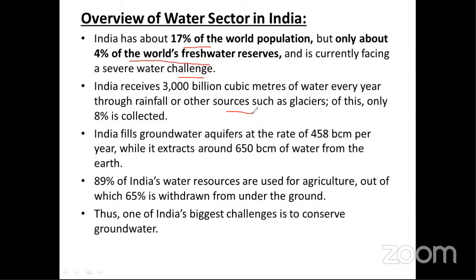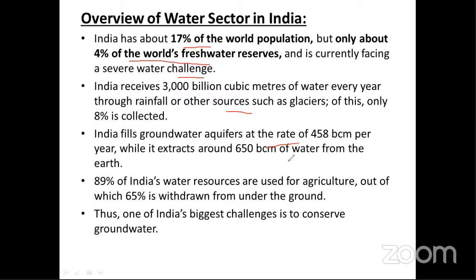Of this, only 8% is collected. So out of 100%, only 8% of water is collected, and the rest of the water is wasted, draining into the Bay of Bengal and the Arabian Sea. So what is actually required here? We have to conserve water. India fills its groundwater aquifers at the rate of 458 BCM per year, while it extracts around 650 BCM of water from the earth.